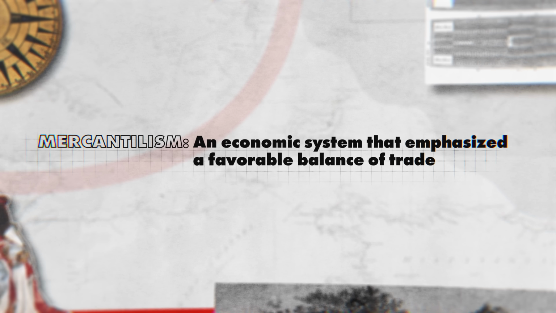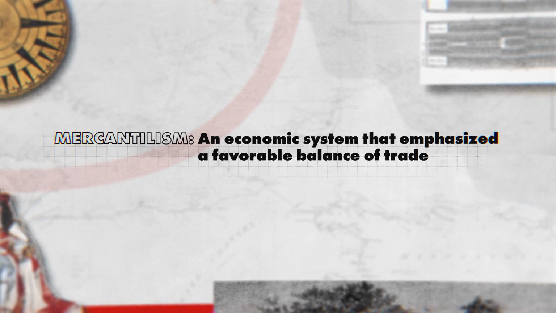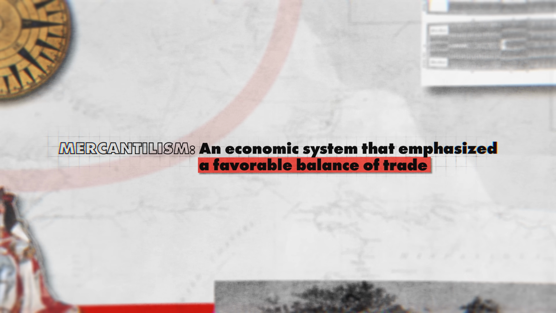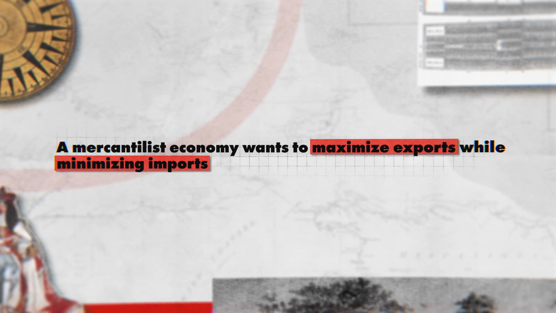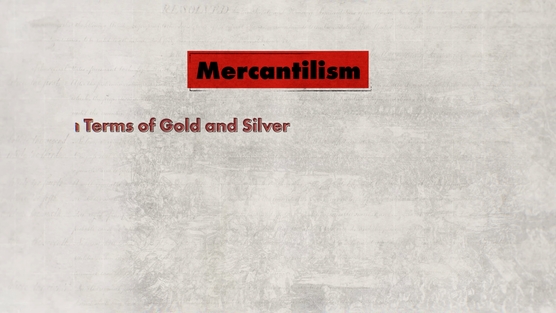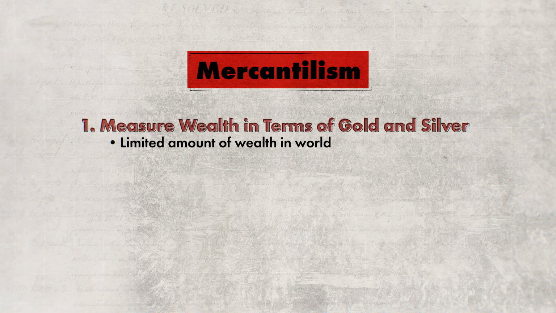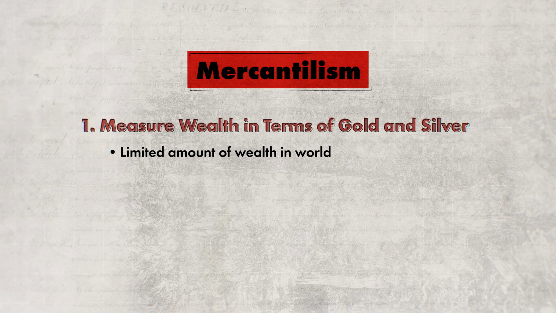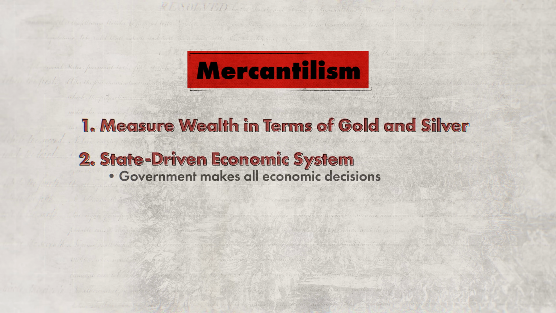Now, by definition, mercantilism was an economic system that operated on a very simple principle, namely to maintain a favorable balance of trade. And basically that means that a mercantilist economy wants to maximize exports while minimizing imports. And why, says you? Well, says I, because mercantilist economies measure wealth in terms of gold and silver, and that means that there's only a limited amount of wealth in the world. So if you're exporting goods, that means that gold and silver is coming in, but if you're importing goods, gold and silver is going out. And the big thing to remember here is that mercantilism was very much a state-driven economic system, which is to say the government made all the decisions.